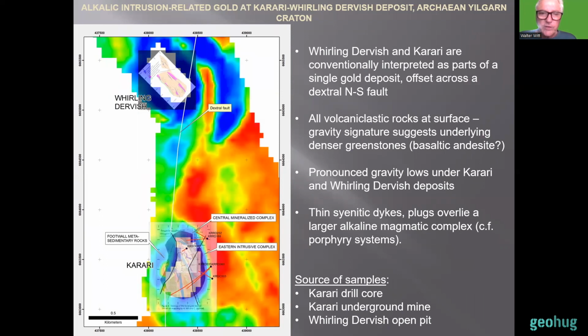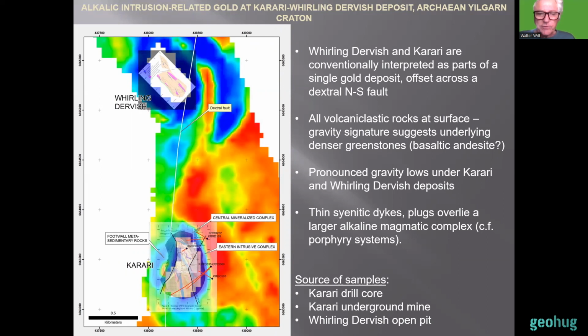Surface rocks in this area are felsic volcaniclastic rocks, and they can't account for the strong gravity signal shown in this image. That gravity signal is attributed to underlying denser greenstones, probably basaltic andesite, which has been identified in the area more recently. Underneath the two open pits, there is a circular gravity low indicating that less dense material has punched through this basaltic andesite, or whatever it is, and suggests the presence of a substantial intrusive complex beneath the mineralisation.